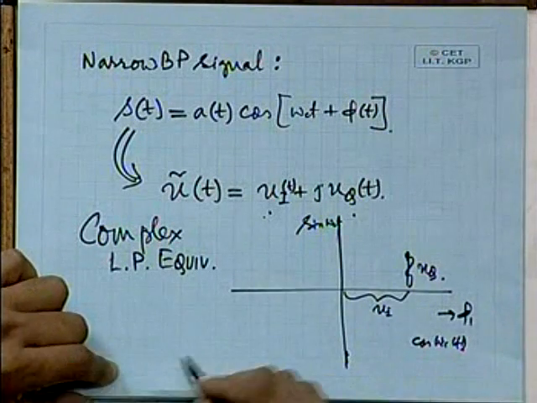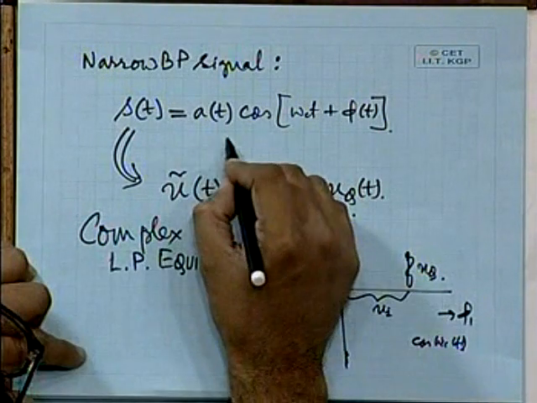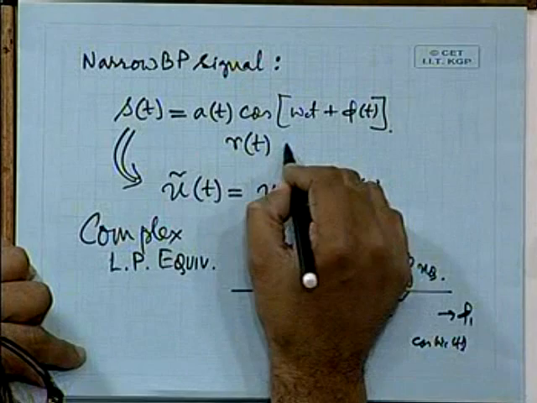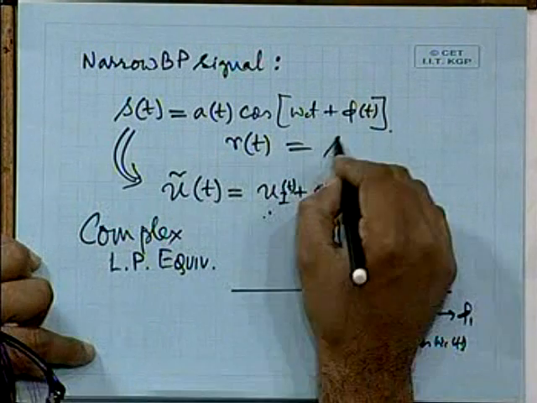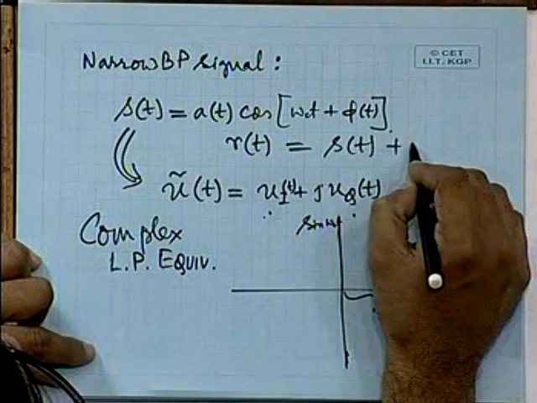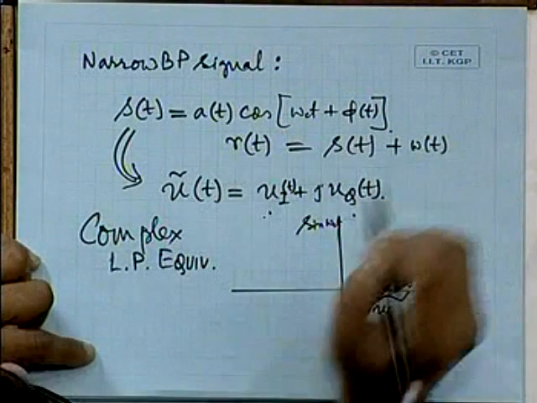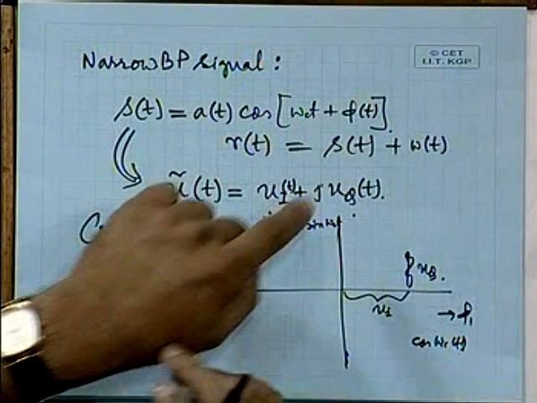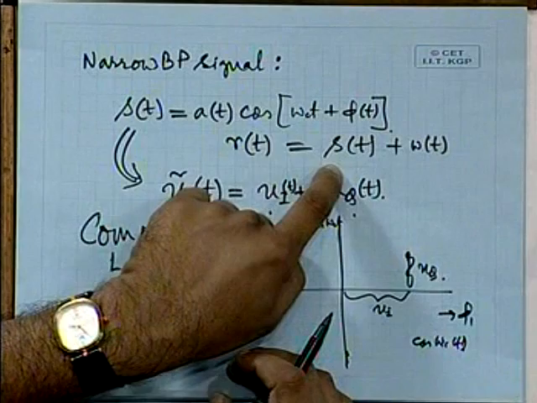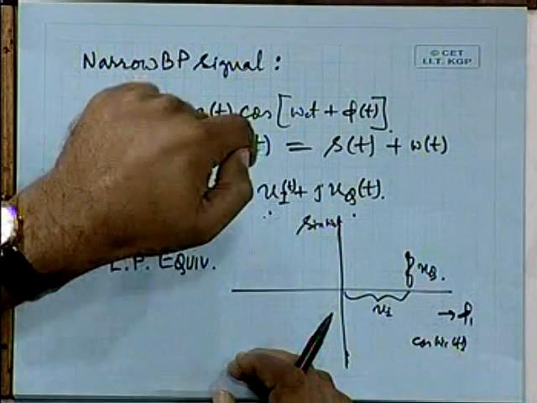fine. Now my received sample function r of t, today I said, let it be s of t plus w t. So my signal is a narrowband signal. I would like to ensure that my received sample function, r of t, is also a narrowband signal. That I can do by design. See, when I know that my signal is over a narrow bandwidth, why should I unnecessarily invite unwanted noise?